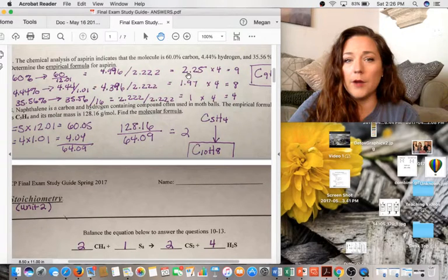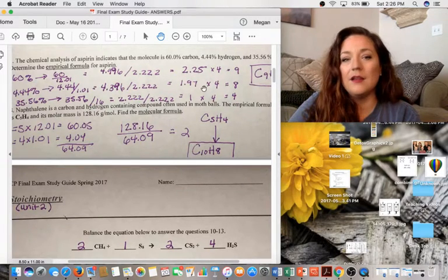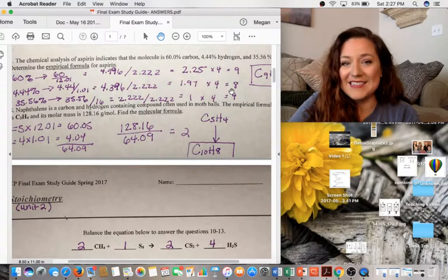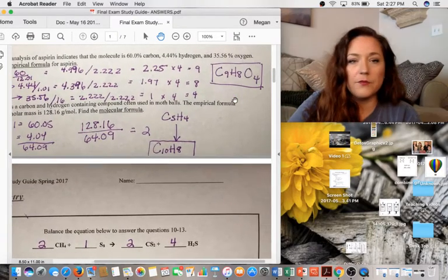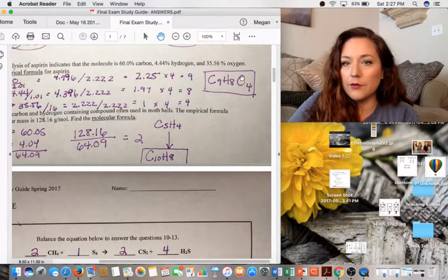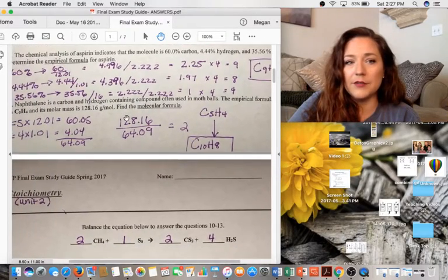2.25 times 4 is 9. And 1.97 times 4 is close enough to be 8. Then 1 times 4 is 4. So you just build your empirical formula in the order that it went: carbon, hydrogen, oxygen. So carbon, 9. Hydrogen, 8. Oxygen, 4. That is my empirical formula for these given percents.